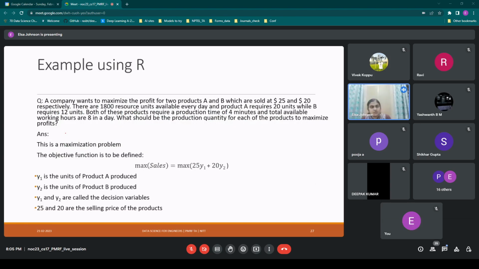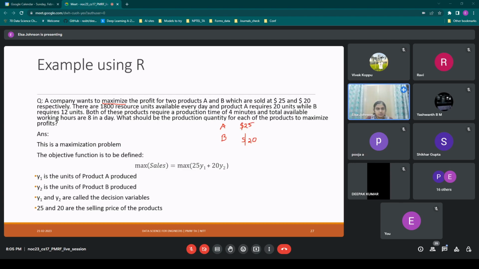Now I'll just give an example using R. In R, there is a library which will help you to solve optimization problems. The question is: a company wants to maximize the profit of two products, A and B, which are sold at $25 and $20 per piece.